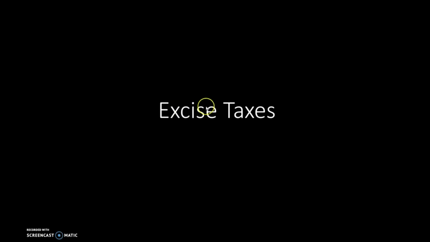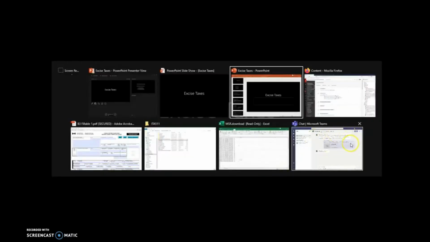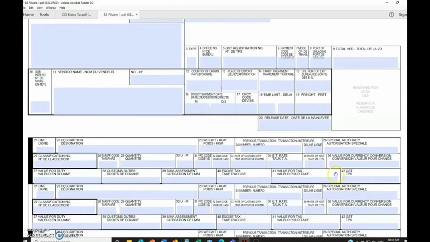We're going to be doing what's called excise taxes. Excise taxes are on a very small number of goods. Actually, you probably want to come across this in two different types of goods, and we're going to do these goods today. We'll have you do a B3. These are excise taxes, and as you know, if you look at the B3, we have a field for excise taxes. Field 34 is ET, excise tax rate, and field 40 is the excise tax.